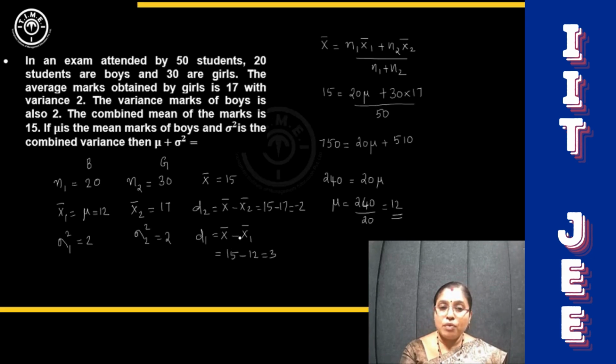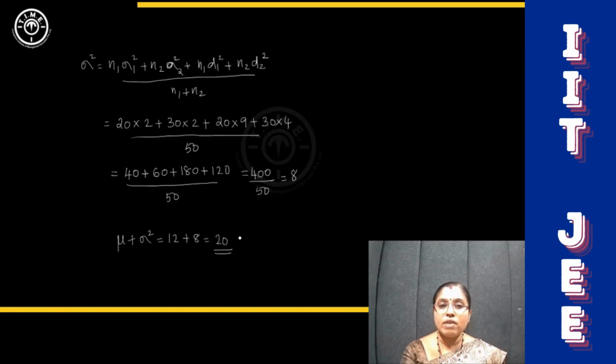So here we are using the formulas for combined mean and combined variance. The combined mean is obtained using the formula x bar is equal to n1 x1 bar plus n2 x2 bar divided by n1 plus n2, and the combined standard deviation is obtained using the formula root of n1 sigma 1 square plus n2 sigma 2 square plus n1 d1 square plus n2 d2 square divided by n1 plus n2, and the variance is actually the square of this. So that's why sigma square is equal to n1 sigma 1 square plus n2 sigma 2 square plus n1 d1 square plus n2 d2 square divided by n1 plus n2.